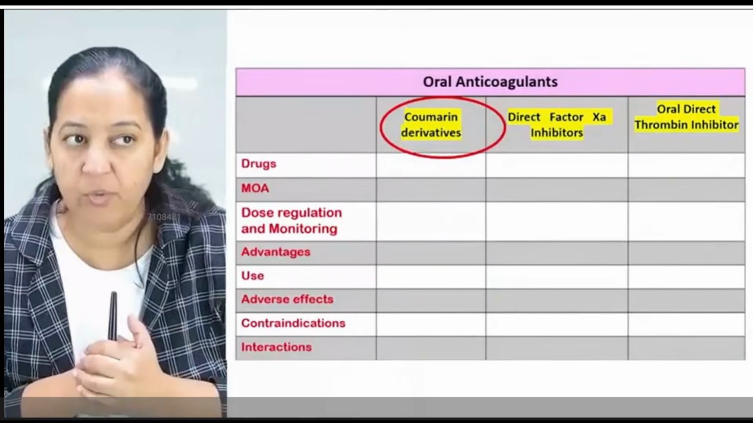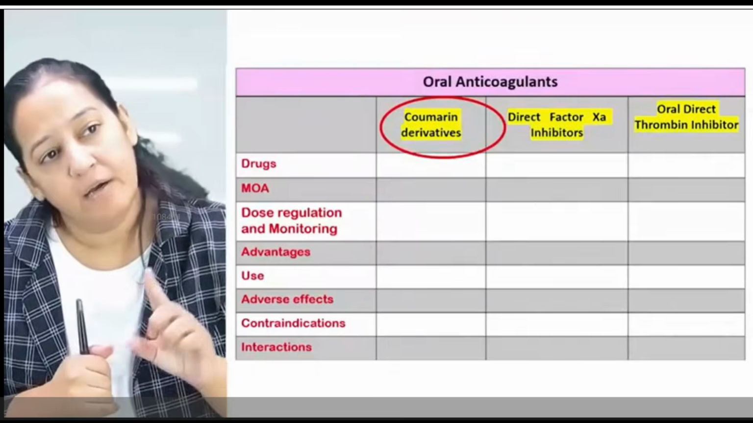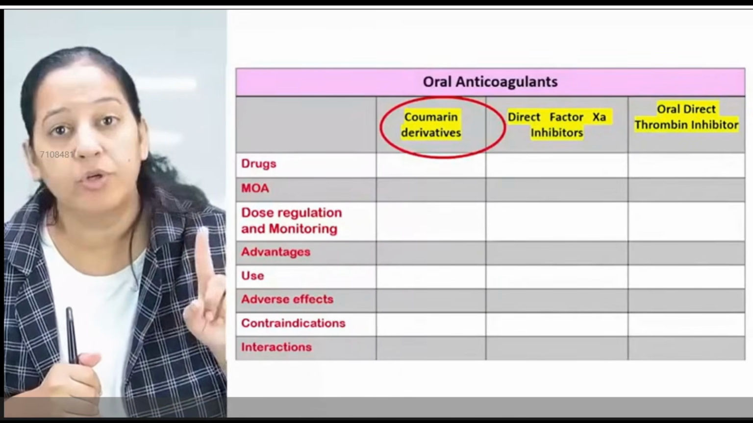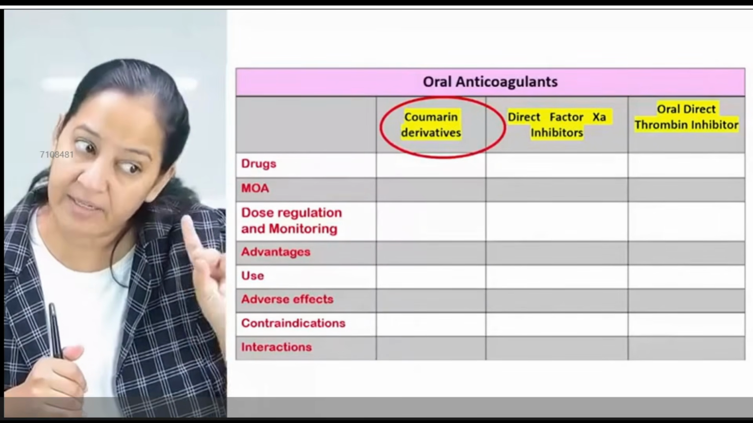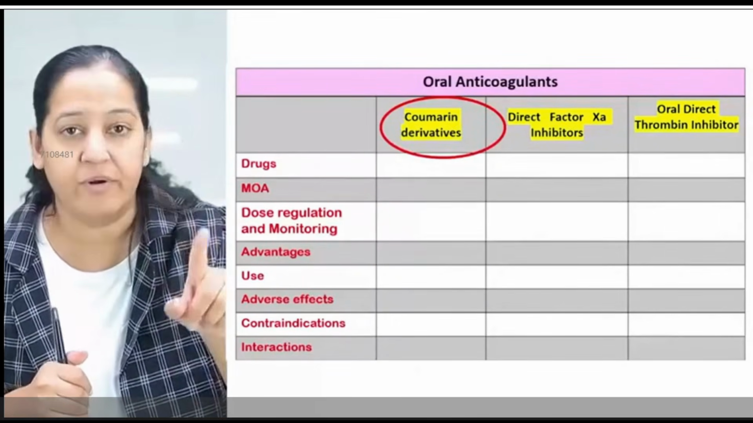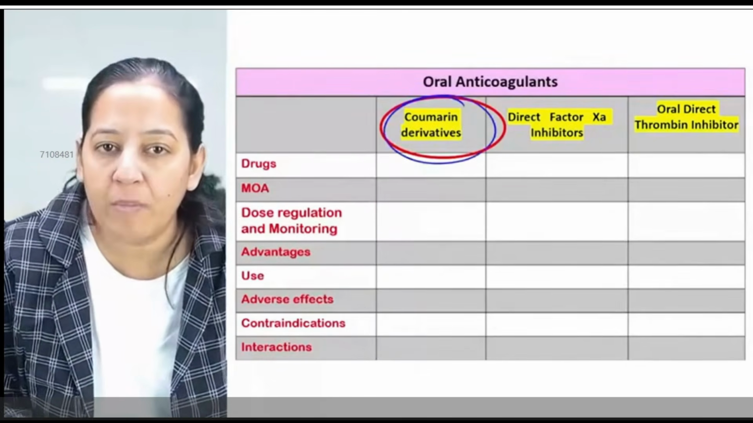People, what I'm teaching you today is the drugs affecting coagulation and anticoagulation. There are 5 categories of drugs I will teach you. Today I already completed the first one, coagulants, and now I started anticoagulants. Anticoagulants are of 2 types, oral and parenteral. These ones are oral, so today I will complete the oral one. So let's start the Coumarin derivatives.